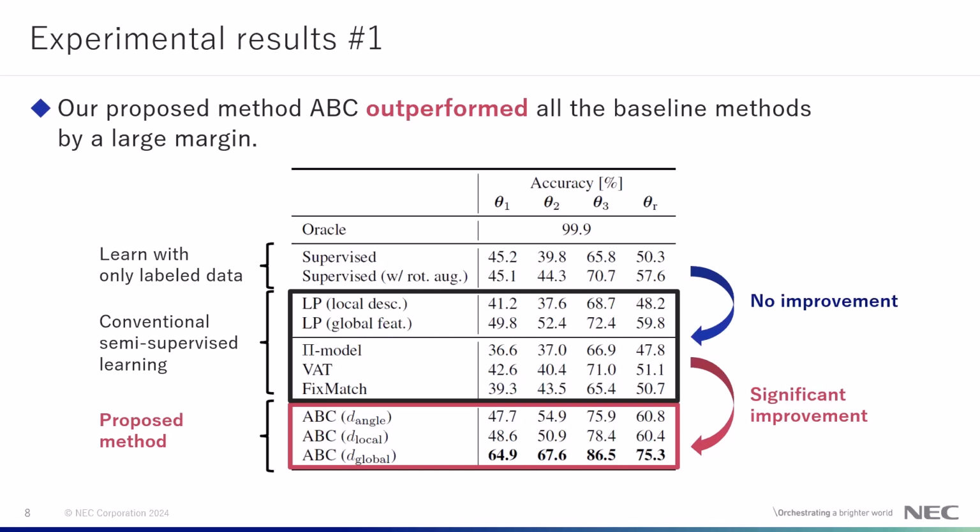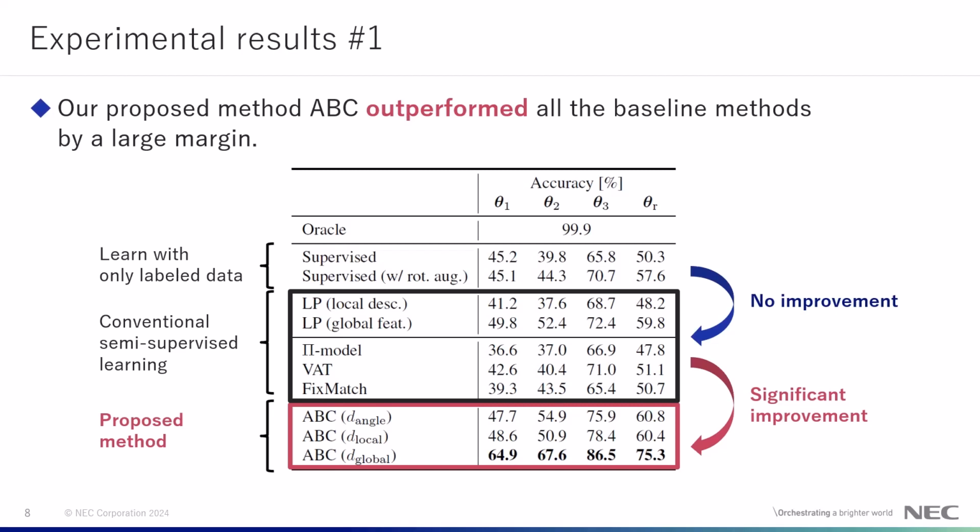This is the result of the MIRO dataset. Each column shows the result with labeled images taken from the given angle. We compare the accuracy of our proposed method with supervised learning and semi-supervised learning, including FixMatch. Although our proposed method can be applied to any semi-supervised learning method, in this paper, we use FixMatch to apply our ABC method because FixMatch is one of the state-of-the-art semi-supervised methods, and yet it's simple.